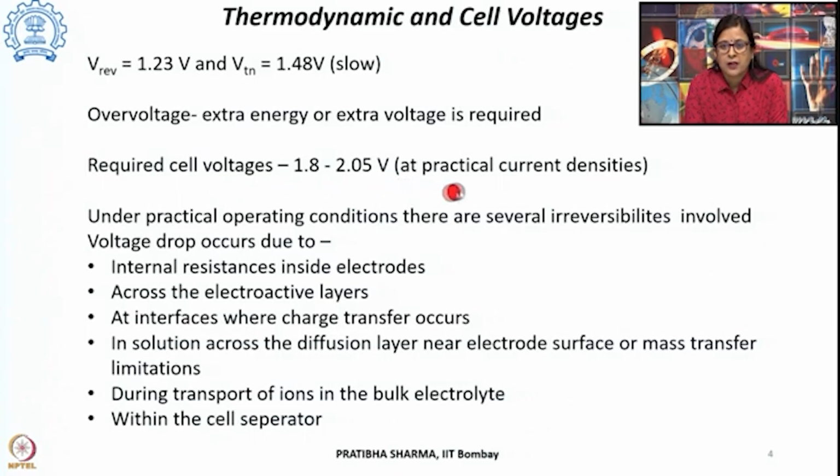Now under these conditions there are several irreversibilities involved in the cell, like there are resistances offered inside the electrolytic cell by the various components. There are resistances towards the charge transfer, towards the charge transport, and all those result in voltage drop. This voltage drop can be across the electroactive layers present between the various electroactive species and the electrode surface. It could be because of internal resistances inside the electrodes. It can occur at the interfaces where the charge transfer occurs.